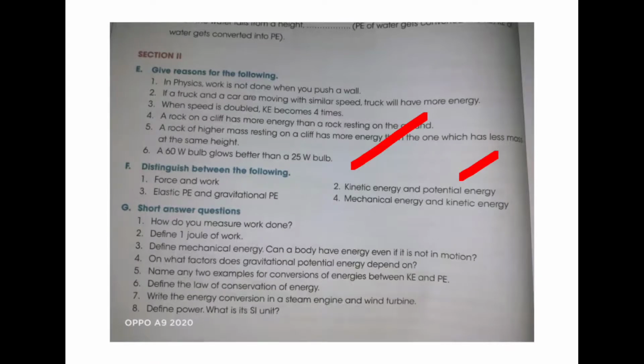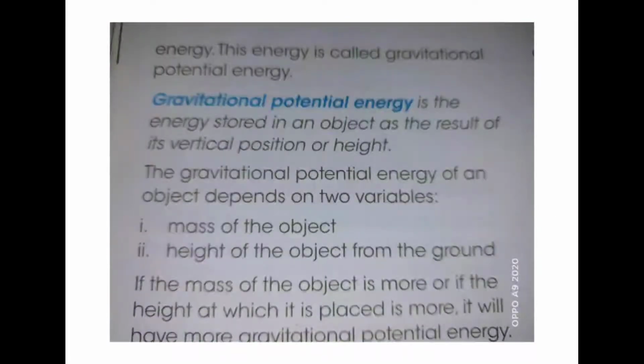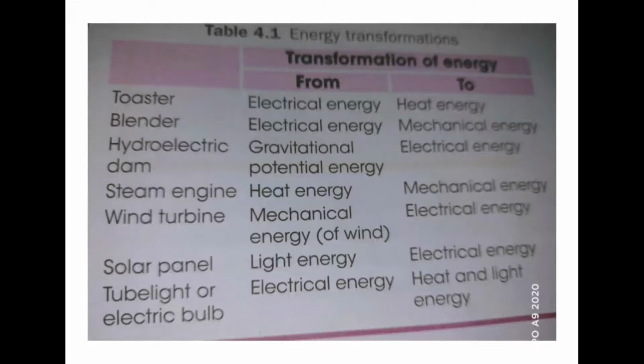Okay, next, write the energy conversion in a steam engine and a wind turbine. So what is the energy conversion here? You see, we have one table in our book, this one, and from here you need to write the steam engine and wind turbine. So in a steam engine, heat energy gets converted to mechanical energy. In a wind turbine, mechanical energy converts to electrical energy. So likewise, we'll solve the questions.